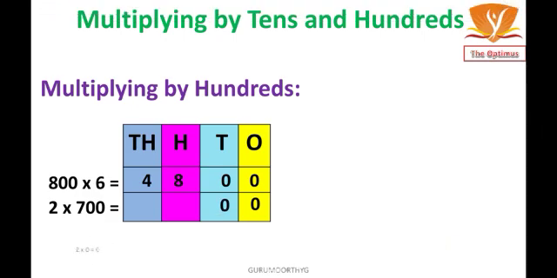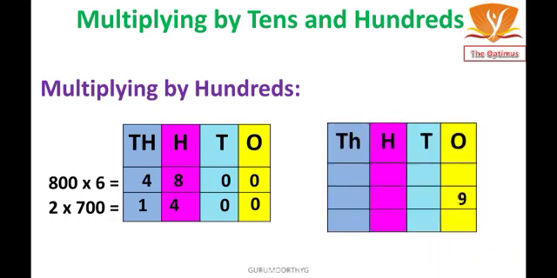7 is in hundreds place, so it becomes 700. So 7 into 2 equal to 14. That means this is 14 hundreds. This 14 hundreds, I am going to write in thousands and hundreds place. So 2 into 700 equal to 1400. 1400 is nothing but 1400.